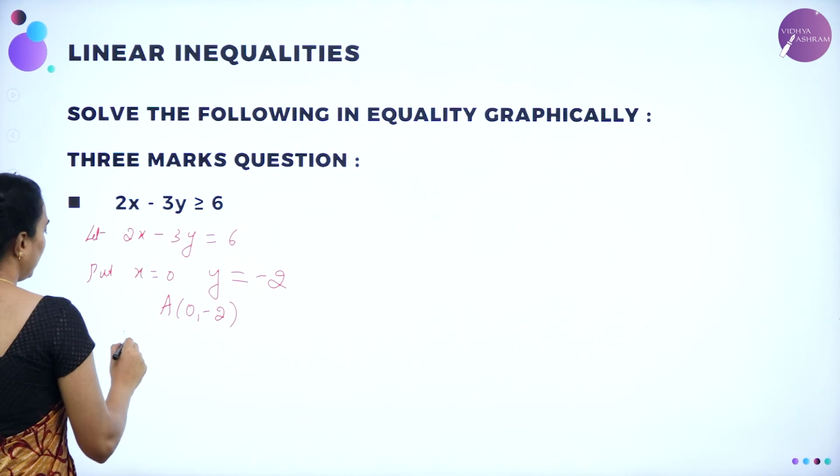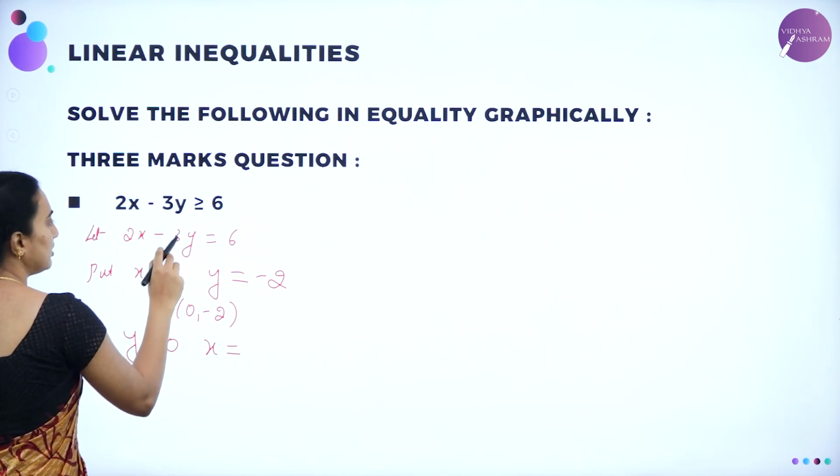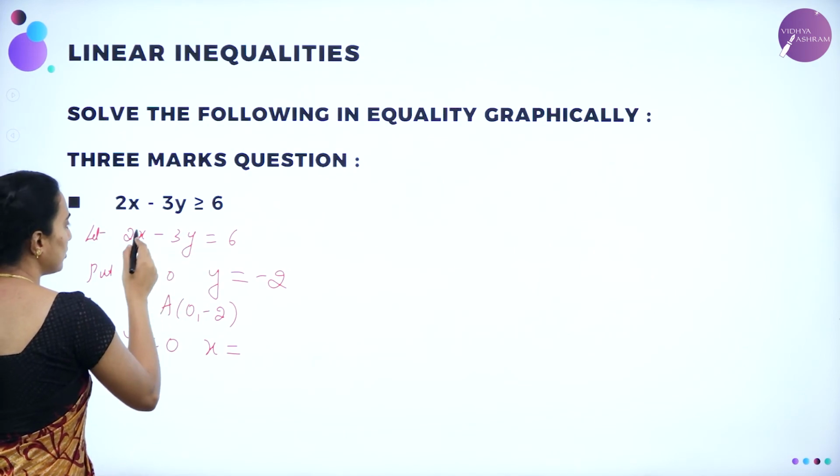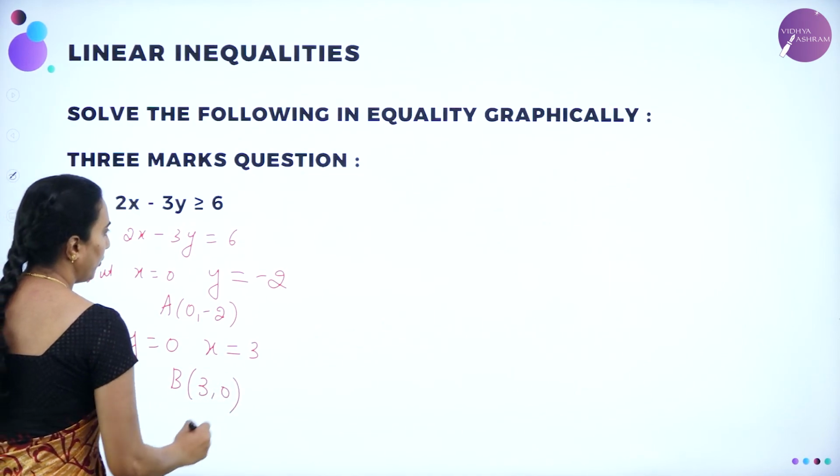Next, let us put y equal to 0. So x will be equal to what? Minus 3 times 0 is 0. 2x minus 0 is equal to 6. 2 times x is 6, so x is equal to 3. So B is the point (3, 0).